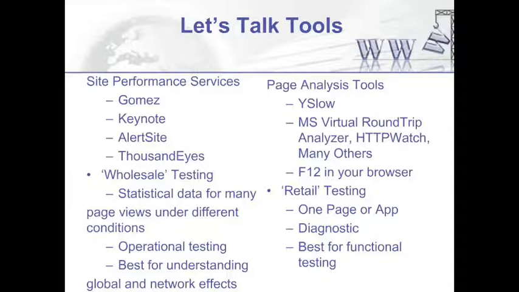There are a lot of desktop tools available as well, and some free online tools that are more or less desktop-based because they produce measurements one at a time. And these are good for spot measurements. It's retail testing. You're testing one page or one app or one page sequence at a time. And this is usually diagnostic testing. If you want to identify that JavaScript that's running slow, if you want to identify a problem, these tools are really good for those situations.